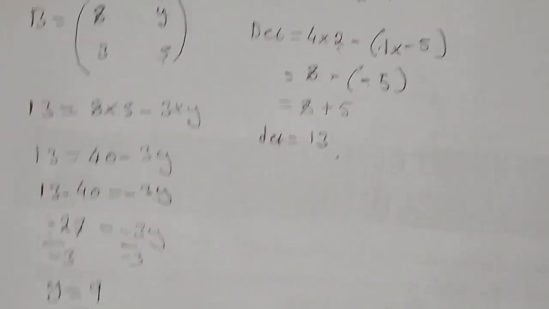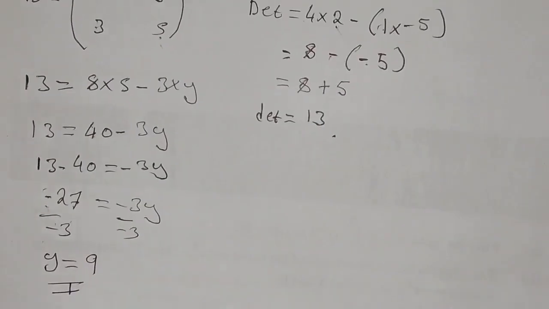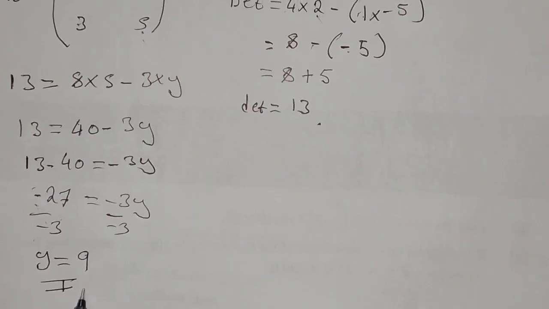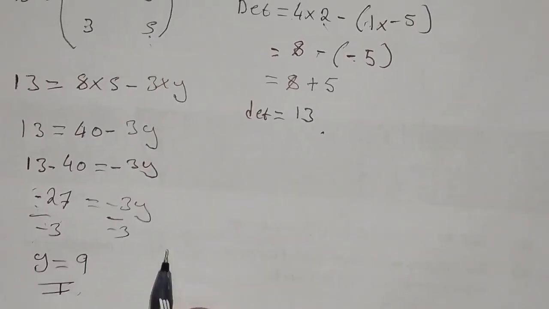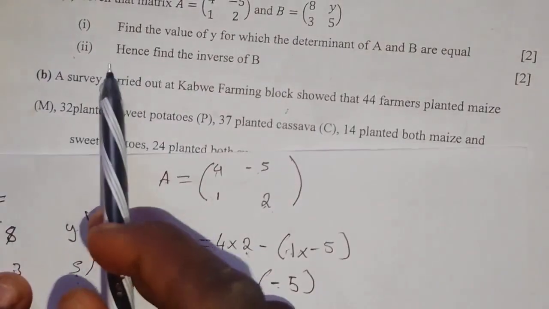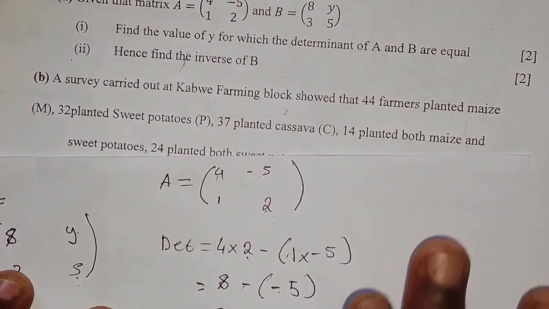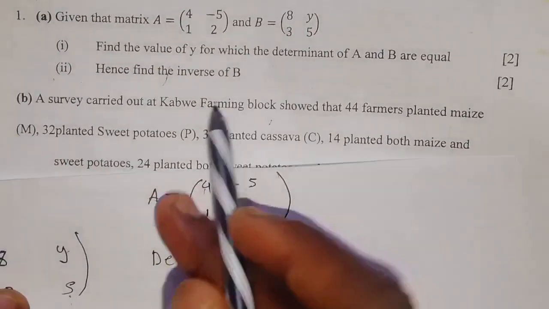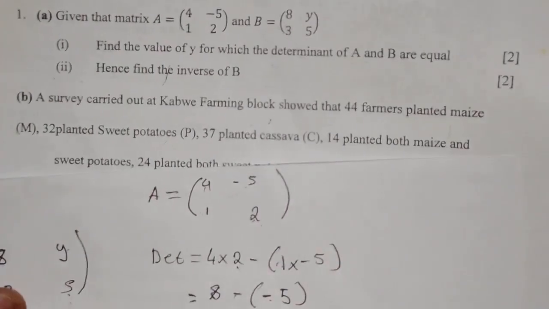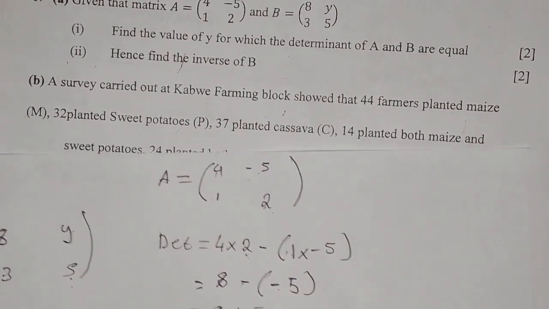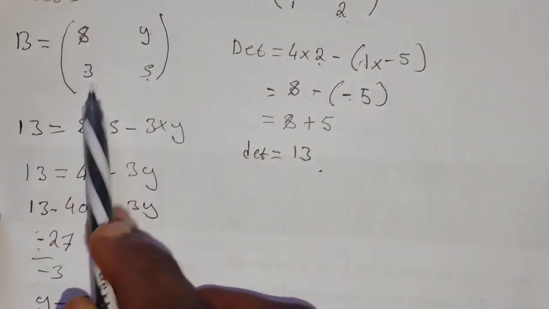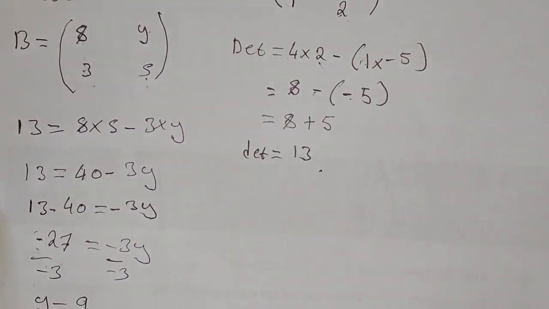Okay, so let's now proceed to part B. Remember, in part A we were asked to find the value of y, which I found to be 9. Part B says: hence find the inverse of B. So we're going to get our matrix B, which we wrote here, 8, 3, y, 5. Since we have found the value of y, where there's y we put this value, which is 9.